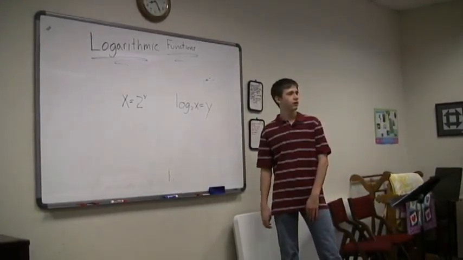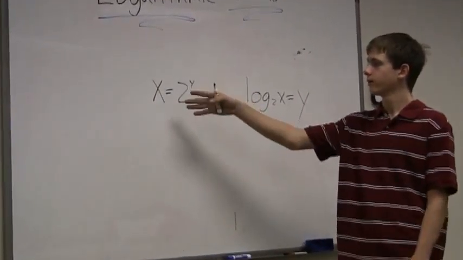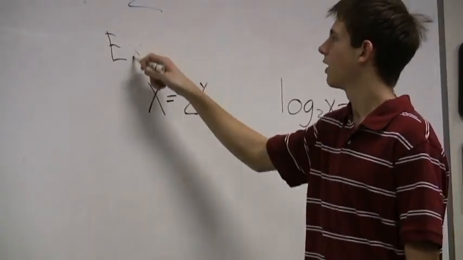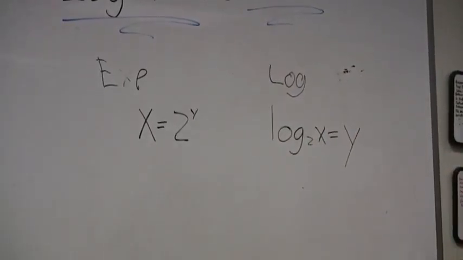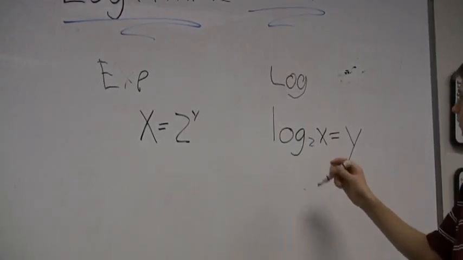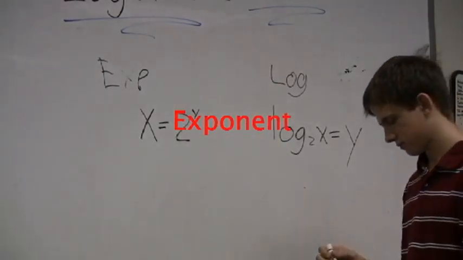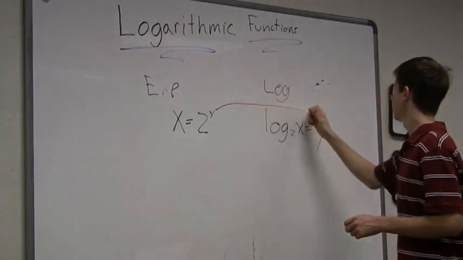The next thing we need to learn is the vocabulary. So here we have the regular standard exponential form and the regular logarithmic form. The first vocabulary we need to learn is we have the exponents. Let's change to a different color so you can actually see this. You got the exponents right here, the y's.